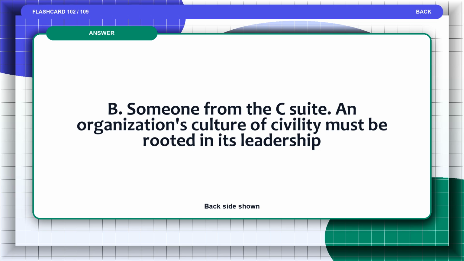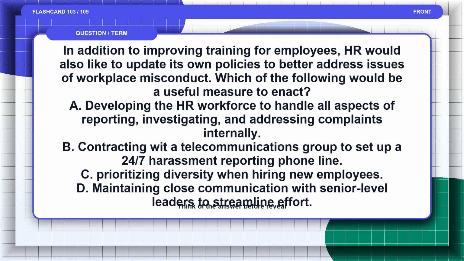The answer is B, someone from the C-suite. An organization's culture of civility must be rooted in its leadership. Flashcard 103. In addition to improving training for employees, HR would also like to update its own policies to better address issues of workplace misconduct. Which of the following would be a useful measure to enact?